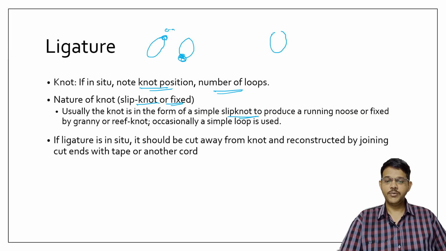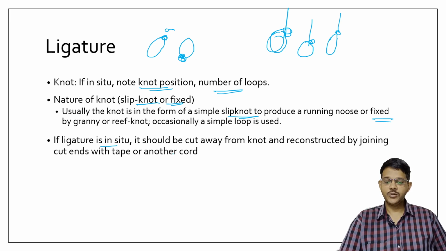So in the slip knot, one end is more open and the other end is moving. So slip knot is usually used. Its running noose is present. In fixed knot, the end is tied up. So the noose is not moving, and because of that it may be elongated. So usually it becomes elongated if it is fixed. If it is running, it may completely encircle the neck.